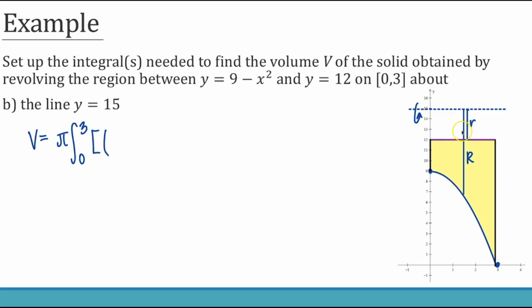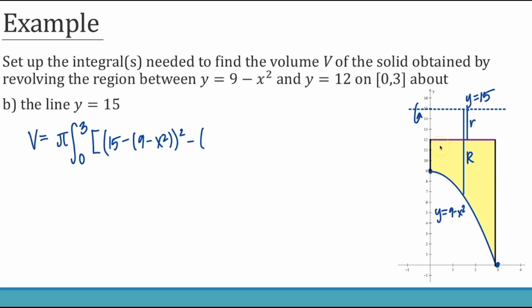And then my big radius is the top function, which is that y equals 15. And then the bottom function is the 9 minus x squared. So we have 15 minus the quantity 9 minus x squared, all of that squared, minus my little radius. Well, my little radius is really always just 3.